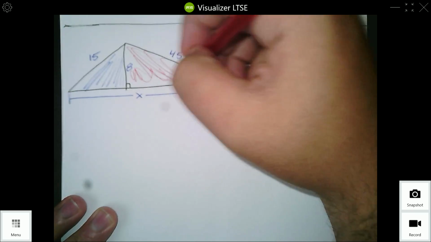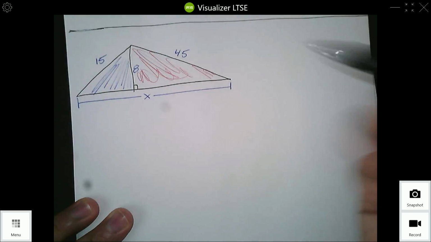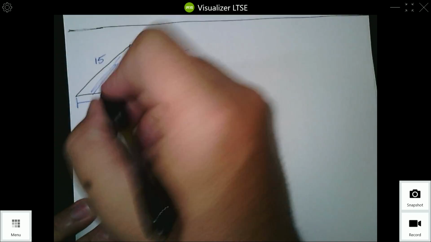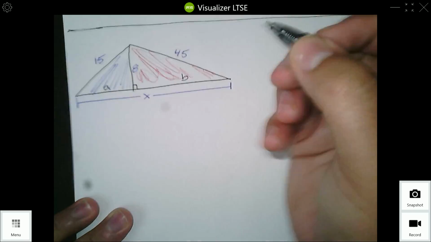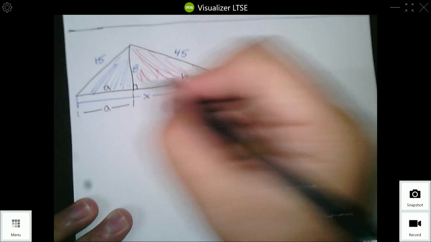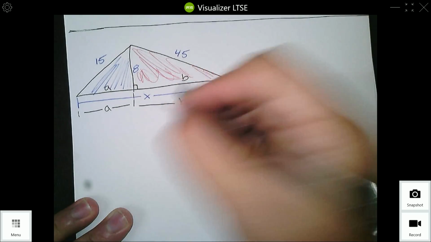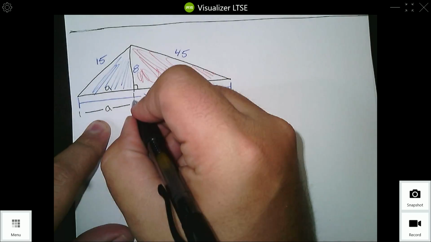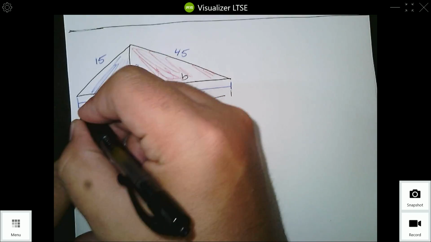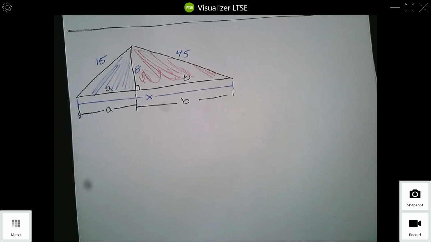We do that because if I can solve for this, let's give it a value so we can solve for it. I'm going to call this A, and I'm going to call this length right here B. So from here to here is length A, from here to here is length B. If we find A and B, we can combine those two terms into X. And that's all we do.